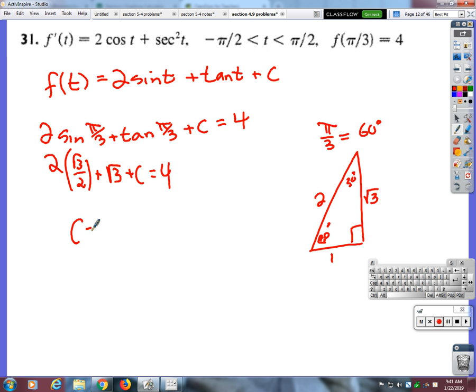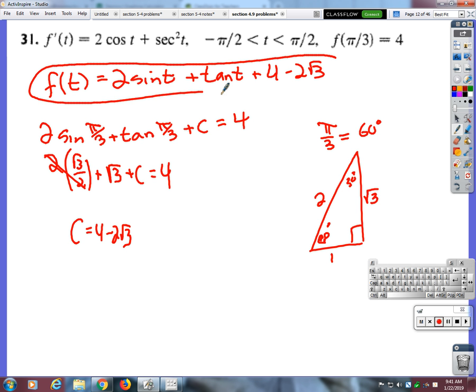4 minus 2 root 3. Because the 2's cancel here. Root 3 plus root 3 is 2 root 3. Subtract 2 root 3 from both sides and just leave it like that. Okay? So I'm going to just go back and cheat and use my technology to erase that and replace it with 4 minus 2 root 3, so I don't have to rewrite the whole thing. Circle that bad boy and call it good.